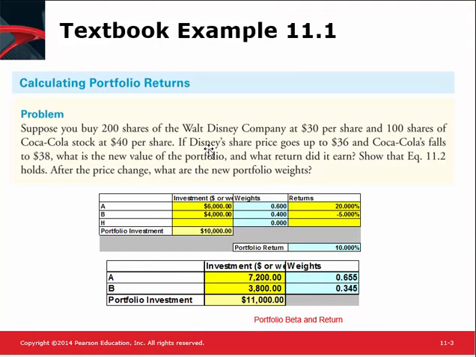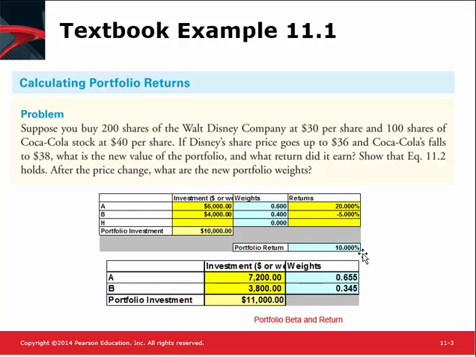We have 200 shares of Disney at $30 a share, 100 shares of Coke at $40 a share. So what's the proportion of those two assets? Well, it's 60-40. $6,000 is invested in Disney, $4,000 is invested in Coke. So the proportions are 0.6 and 0.4. So what is the return? Well, the Disney earns 20% and Coca-Cola loses 5%. So the portfolio return is now 10%.